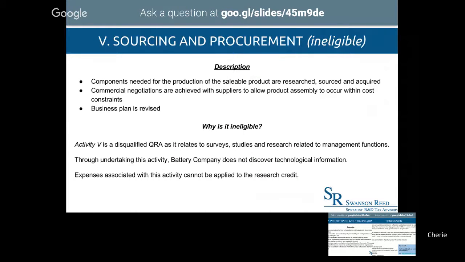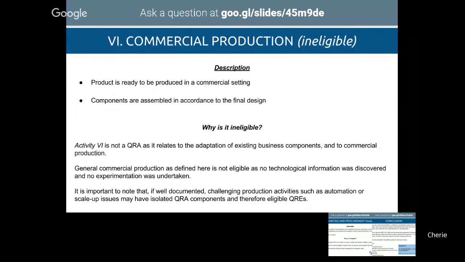Sourcing and procurement, that is ineligible. It's related to management functions. No technological uncertainty is being overcome in this phase. Commercial production, Mike already explained that when you begin production, you have left the R&D phase. Although it's important to note that well-documented challenging production activities such as automation and scale-up issues may have some isolated QRA components that we should investigate further.